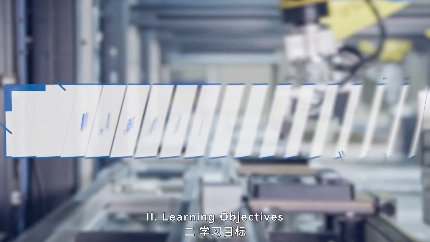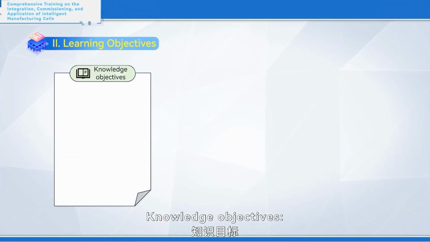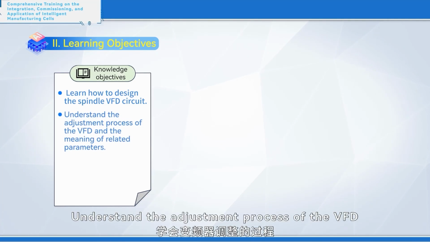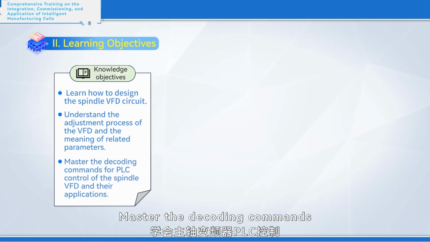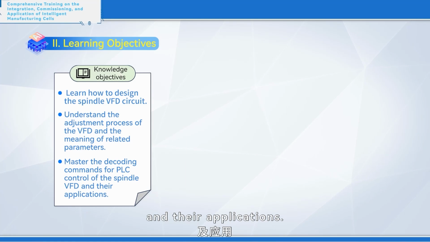The goal is to enable learners to correctly configure the spindle control system parameters to ensure its proper and stable operation. 2. Learning objectives. Knowledge objectives. Learn how to design the spindle VFD circuit. Understand the adjustment process of the VFD and the meaning of related parameters. Master the decoding commands for PLC control of the spindle VFD and their applications.